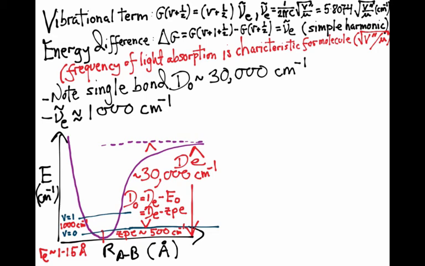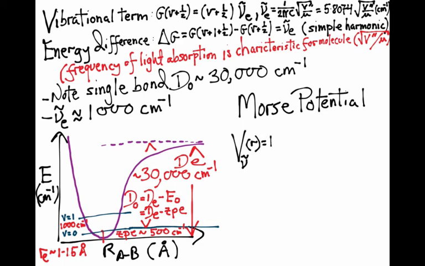So D naught, which is the actual bond dissociation enthalpy at 0 degrees Kelvin, so that's an actual chemical quantity we care about. D naught is equal to the absolute depth of the well, De, minus the lowest energy you can possibly get, which is the zero-point energy. Now this curve actually looks a lot like a function that we call the Morse potential, or the Morse oscillator. And the Morse function is actually a really nice function to work with, so we are going to use it in this class. And here's the functional form.